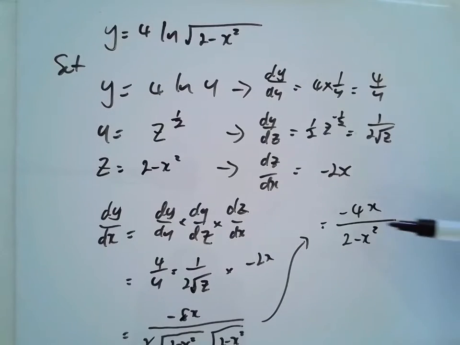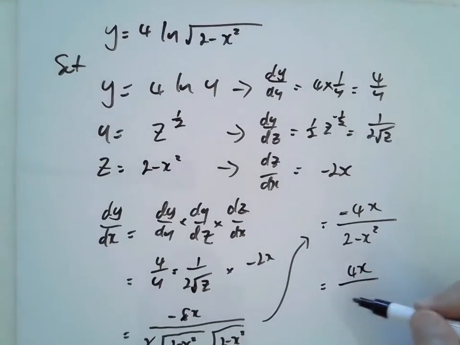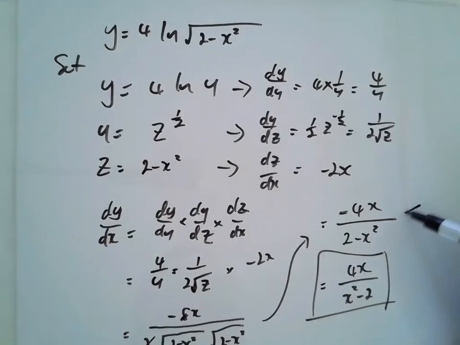The only other thing that I can think of is that this minus isn't really nice there, so I could go 4x on x squared minus 2. So that's really the nicest answer in simplest form. But if you get that far, that's A-OK by me.